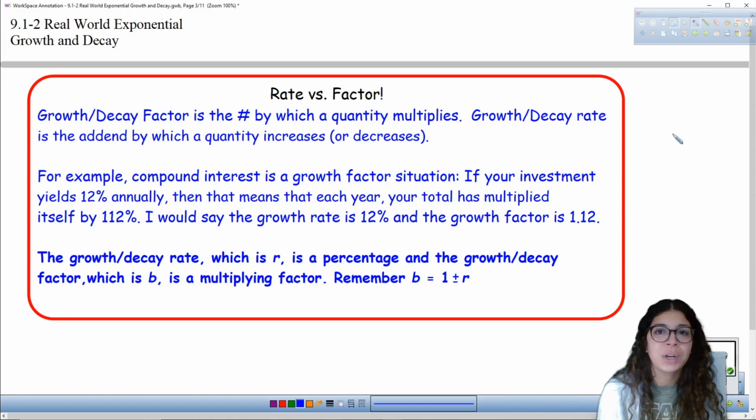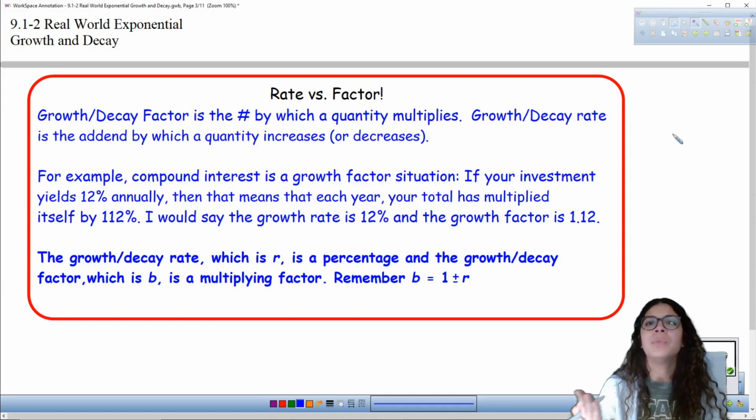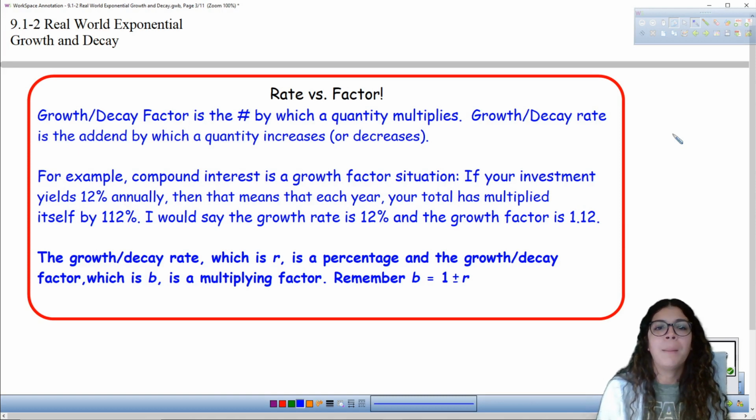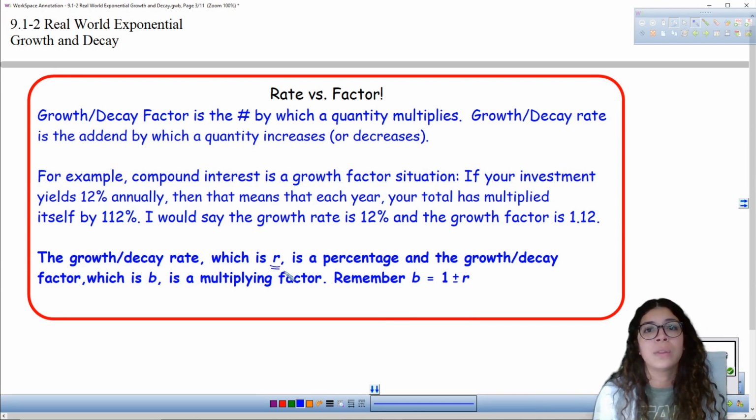Usually the factor is a decimal and the rate is written as a percentage. Of course, the way that you write a number doesn't really matter. Like I could write a number as a fraction, or I could write it as a decimal, or I could write it as a percentage. It's different ways of representing the same number, but normally we represent rate with a percentage, and we would represent factor as a decimal. But the important thing is that the factor is actually calculated with the rate.